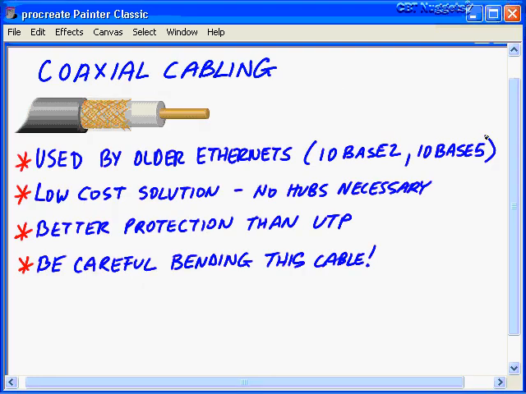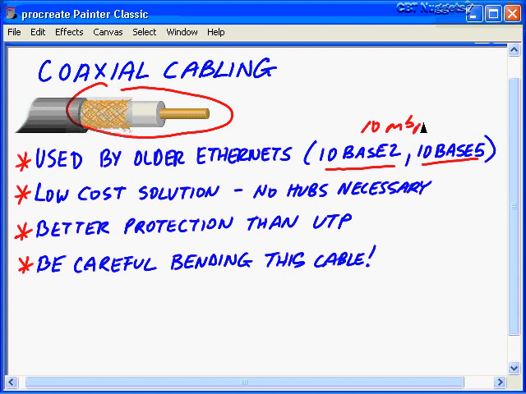Now, coaxial cabling you're probably familiar with if you have a cable network or cable television at your home. This is what the inside of a coaxial cable looks like, and it's really used by older Ethernets, 10BASE-2, which is called ThinNet, and you've also got 10BASE-5, which is ThickNet. Now, you don't really need to know these standards for the exam because they're so old, they're kind of outmoded, but 10BASE, obviously 10 megabit per second Ethernet networking.